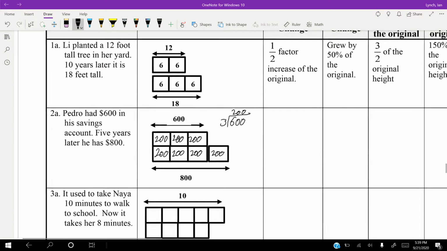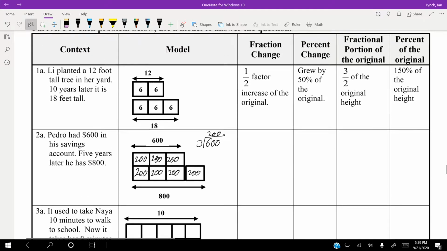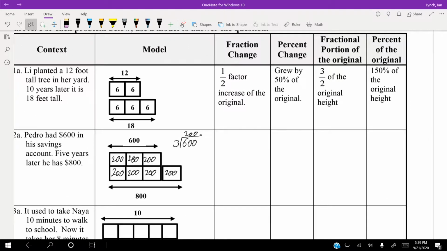Okay, so now our fractional increase, our fractional change. What we're going to do for this is take how many we increased and put it in the numerator. We increased by 1, we added 1 box right here. And then we're going to divide it by our original amount. So we had 1, 2, 3 boxes. So our fraction change is 1/3.